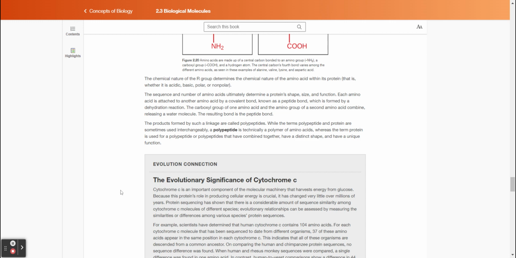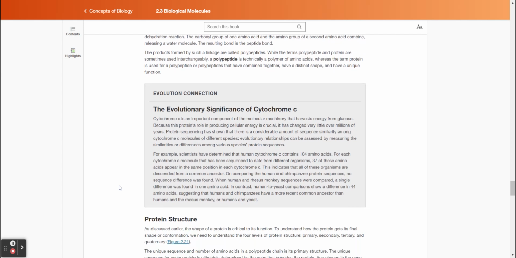The products formed by such a linkage are called polypeptides. While the terms polypeptide and protein are sometimes used interchangeably, a polypeptide is technically a polymer of amino acids, whereas the term protein is used for a polypeptide or polypeptides that have combined together, have a distinct shape, and have a unique function.